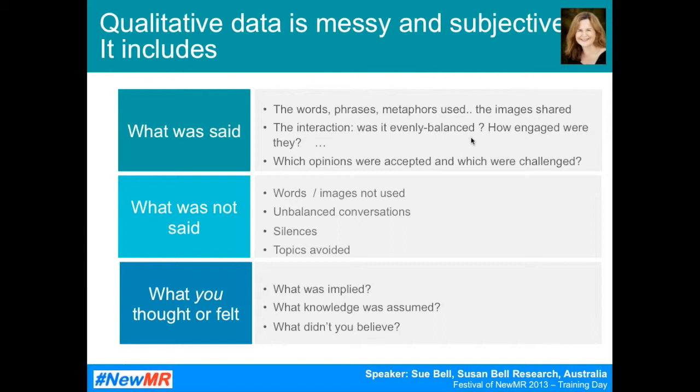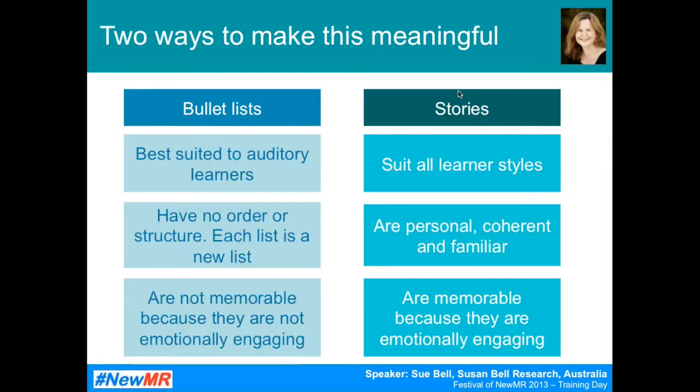Were you surprised by what was said? Did you have a sense of what was implied but not said? Could you get a sense of what was assumed rather than stated? And whether some things you quite simply didn't believe. So all of that is part of the data that you're working with as qualitative researchers. And of course it's messy, it's subjective, it has no structure. So there are two ways of turning that into structure, one of which is better than the other, to be fair.